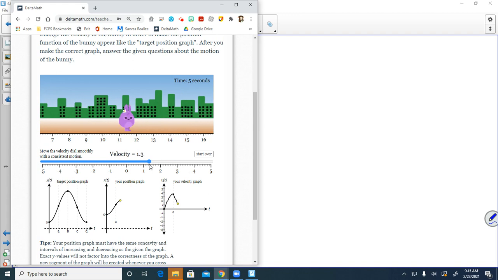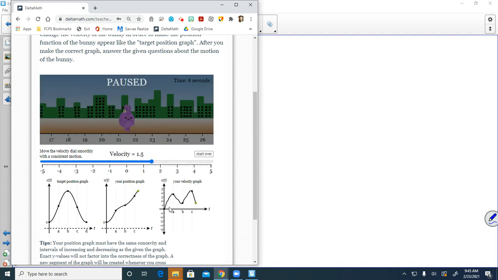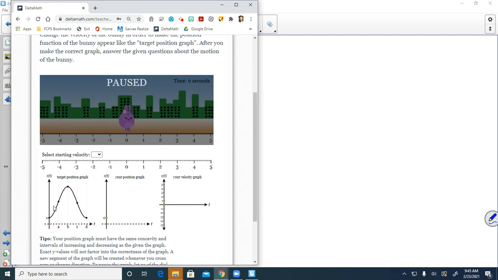And then, okay, that's not matching. Okay, so that can be really frustrating. So instead of doing all that, what we're going to do is start with this target position function. We're going to analyze it. Then we're going to do a lot of analyzing. And then when we're ready, we're going to come back and make this bunny move.